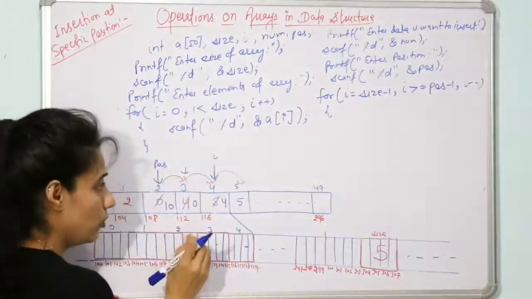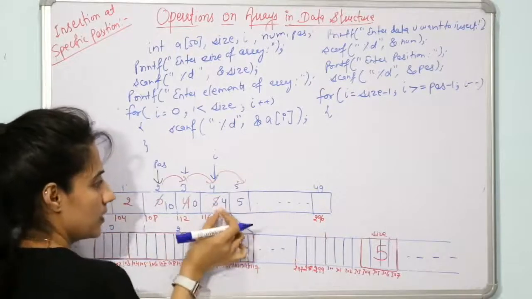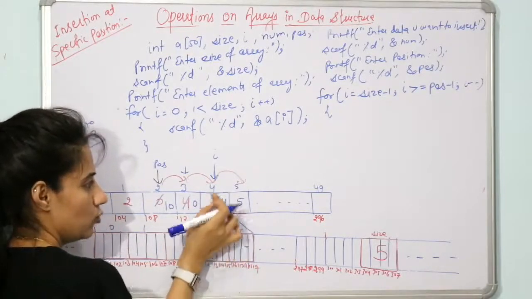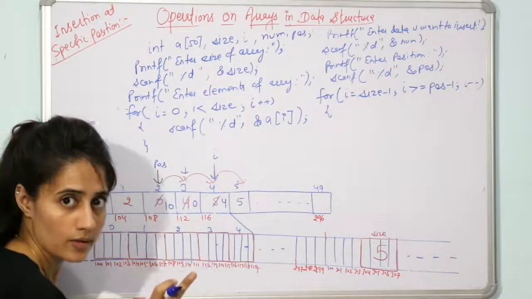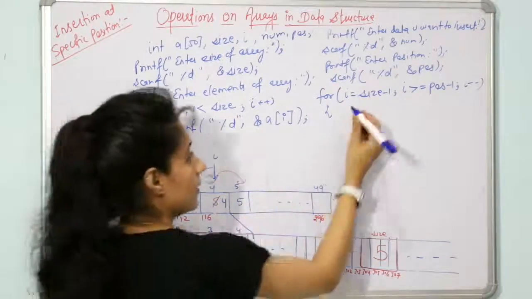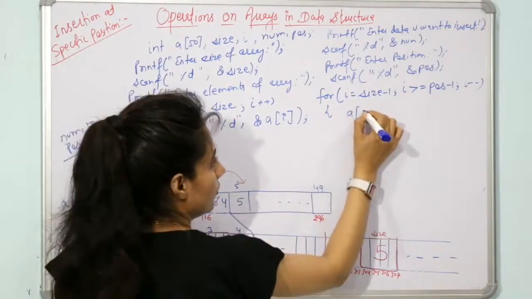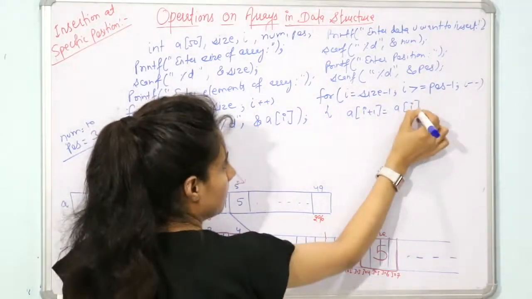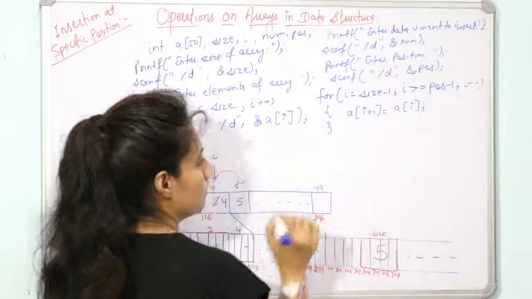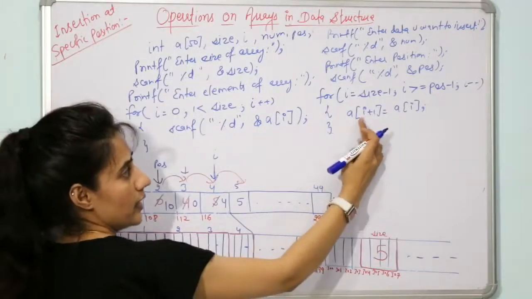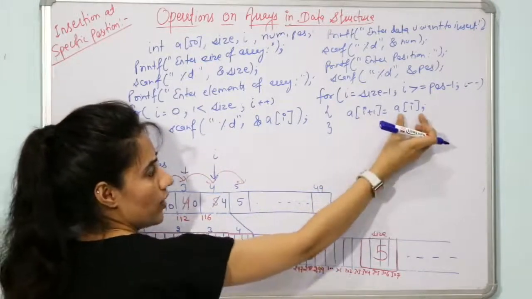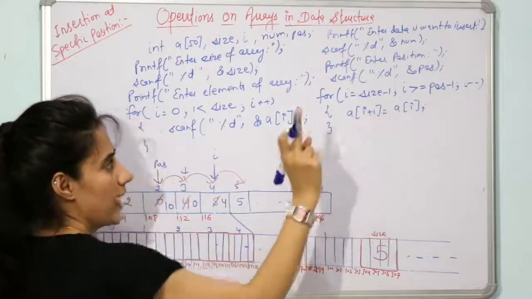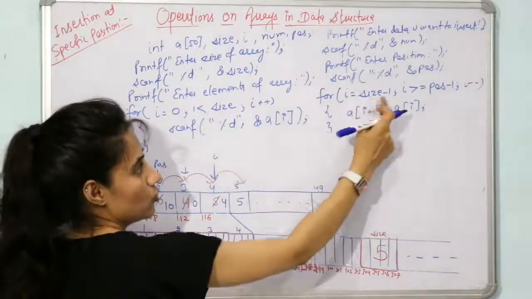Now what are we doing? We are inserting the previous value to I plus 1, right? So how will you write here? A of I plus 1 is equal to A of I. A of I would be shifted to A of I plus 1, where at the start I is equal to size minus 1.